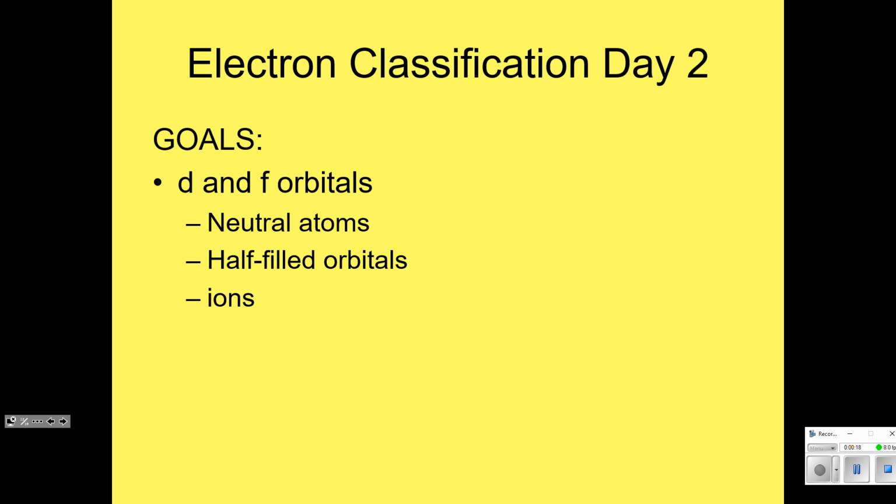Neutral atoms, meaning same number of electrons as protons. And then there are two interesting twists dealing with those D and F orbitals. Half-filled orbitals is something we have to go over dealing with stability. And then how do they form ions? So that's our goals for today.